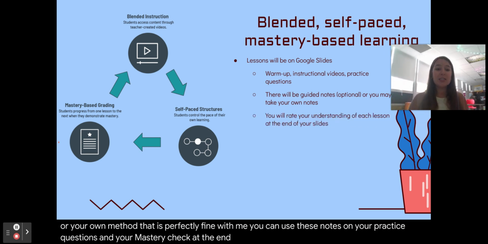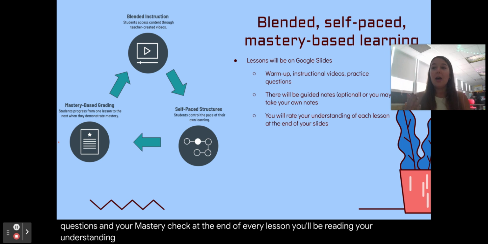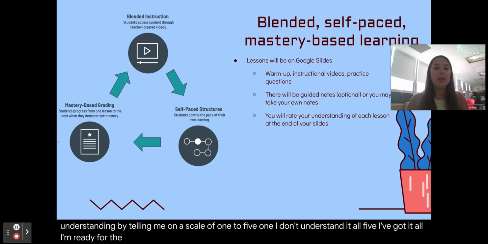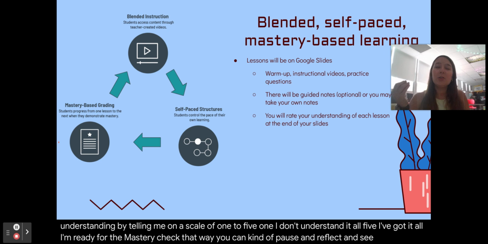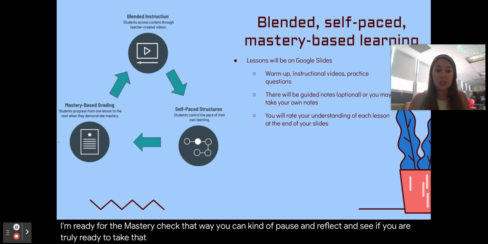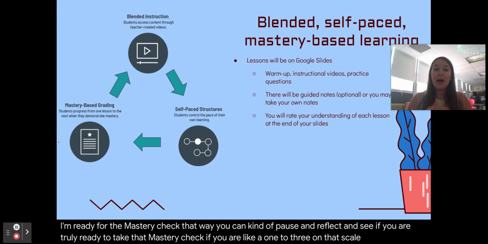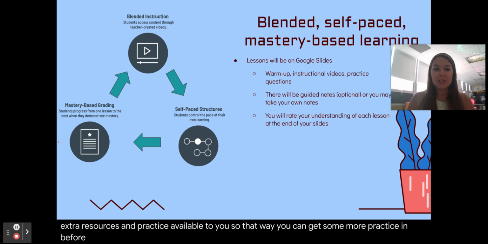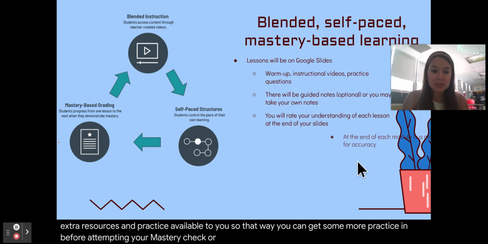At the end of every lesson, you'll be rating your understanding by telling me on a scale of 1 to 5. 1, I don't understand it at all. 5, I've got it all. I'm ready for the mastery check. That way, you can pause and reflect and see if you are truly ready to take that mastery check. If you are like a 1 to 3 on that scale, I will have some extra resources and practice available to you. So that way, you can get some more practice in before attempting your mastery check or quiz.